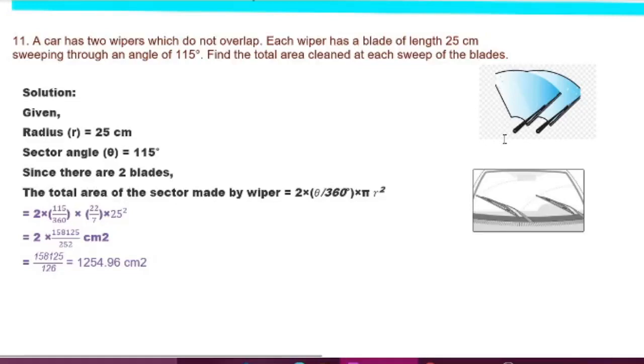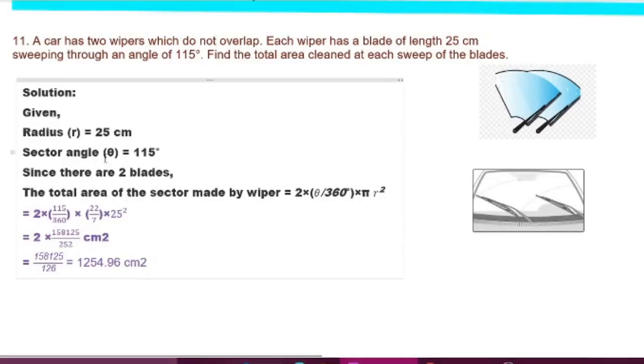We are familiar with the wiper of a car. Here in this picture you can see two wipers. When cleaning the glass, each will form a sector. You can see in this figure two sectors are there. So for finding the area cleaned at each sweep of the blade we can use the area of a sector. We can use the formula for finding the area of a sector.